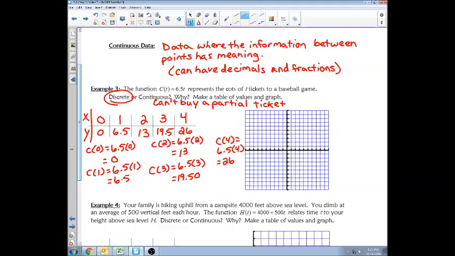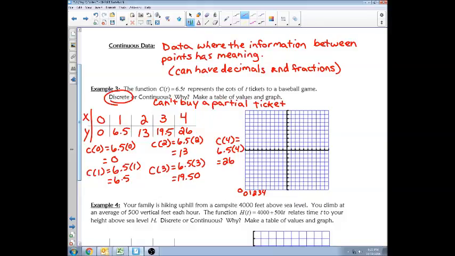So I know this is a graph where I have an x and y axis, but we're not actually going to use the x and y axis right now. I'm going to make this 0, 0 down here, okay? So then I'm going to go to 1, 2, 3, and 4.